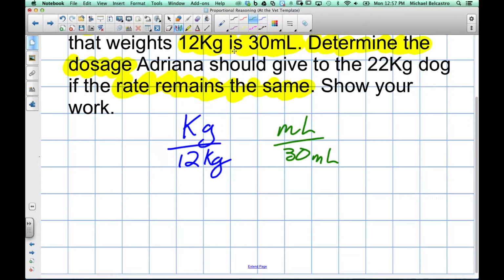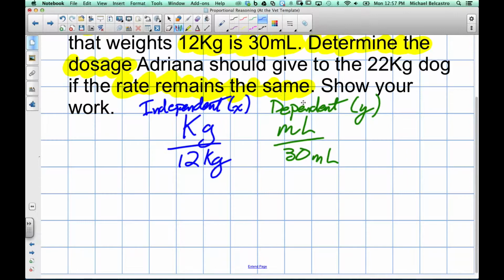And we need to figure out what our independent and dependent variables are. So it turns out that the dog's weight, depending on the dog's weight, determines our milliliters, which means the weight of the dog is our independent variable, which then makes the dosage our dependent variable, which means this is our y-axis and this is our x-axis. This is historically what we use for each of those axes. The x goes on the independent, y on the dependent. Which would mean we have to find a rate.